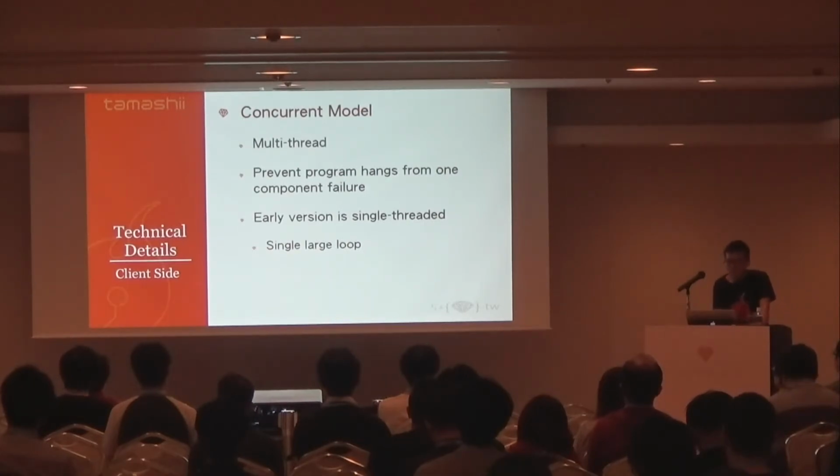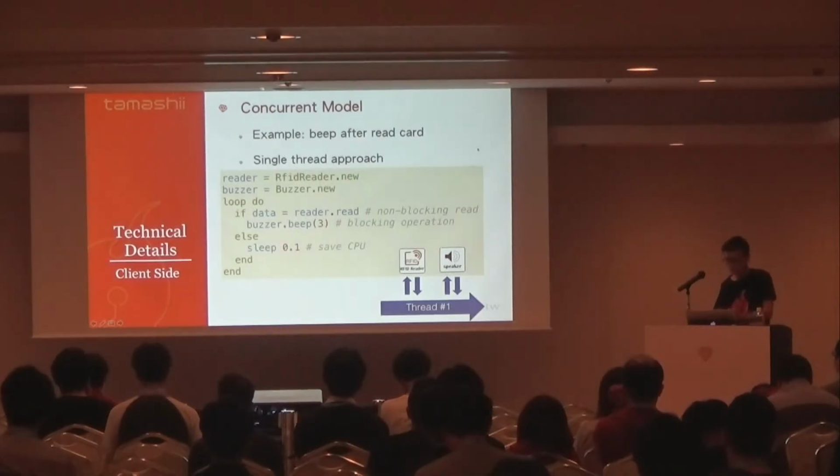Okay, next, the concurrency model of Tamashii is multi-threaded and event-based. We know that a multi-threaded program is harder to debug and less readable. It also consumes more resources on devices. So the early version of Tamashii was single-threaded. All operations were controlled in a single large loop. We have a very small example here.